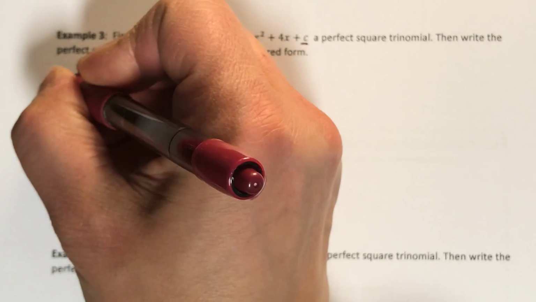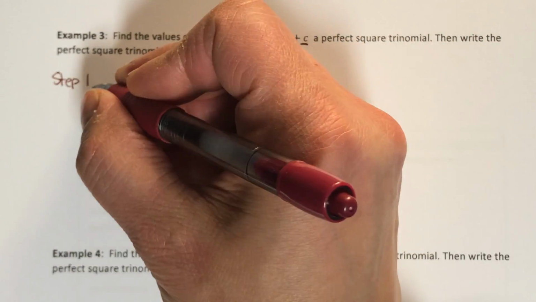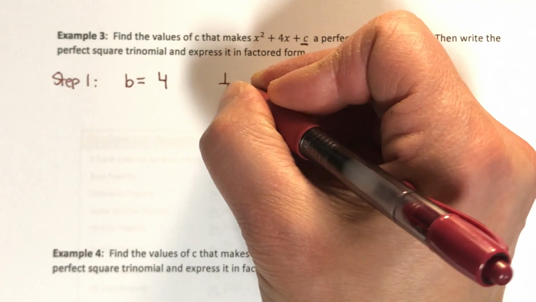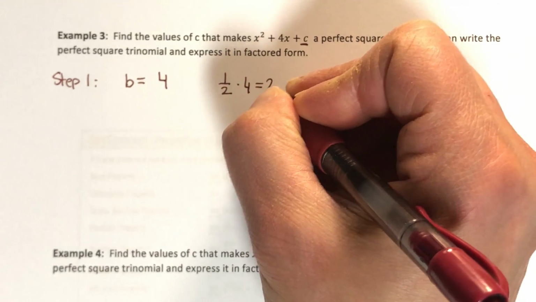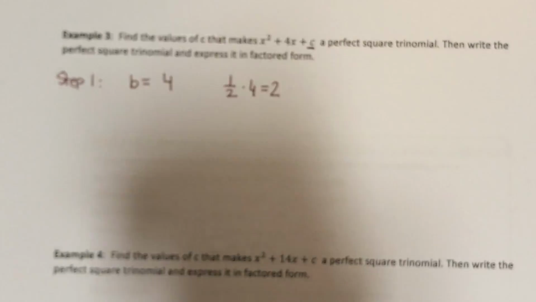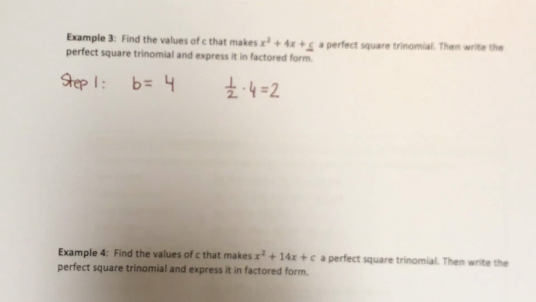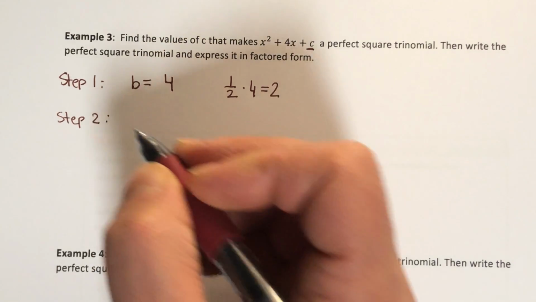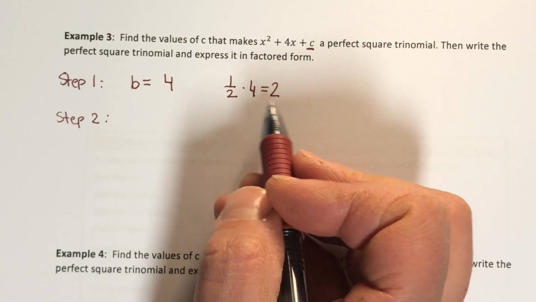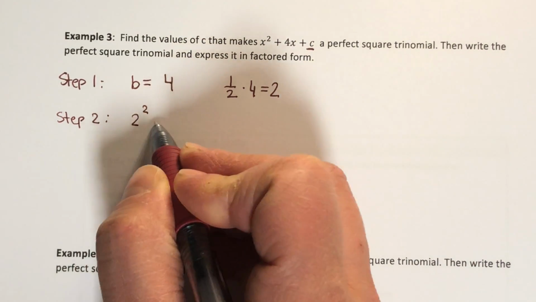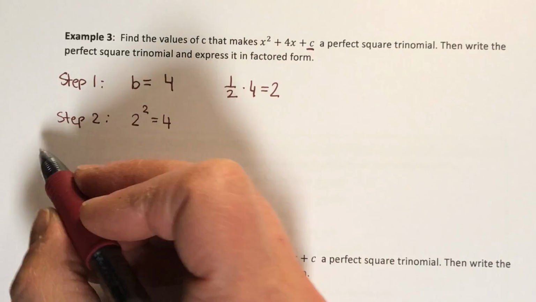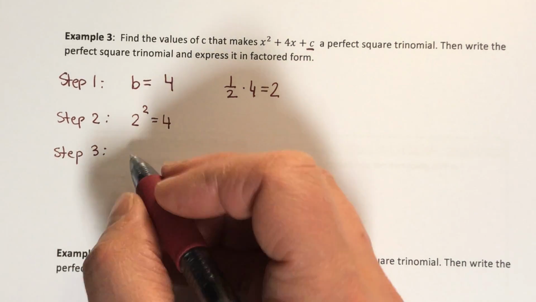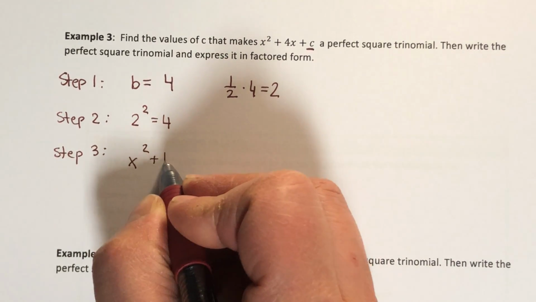Again, step number 1, I want to list the b. b is 4, and then I want to find half of that 4, and that is equivalent to 2. Step number 2, think about this. Do you remember step number 2? Take whatever number we did get and square it. I am not writing it in parentheses because it is a positive number. And then step number 3, add that number to whatever we had started with.